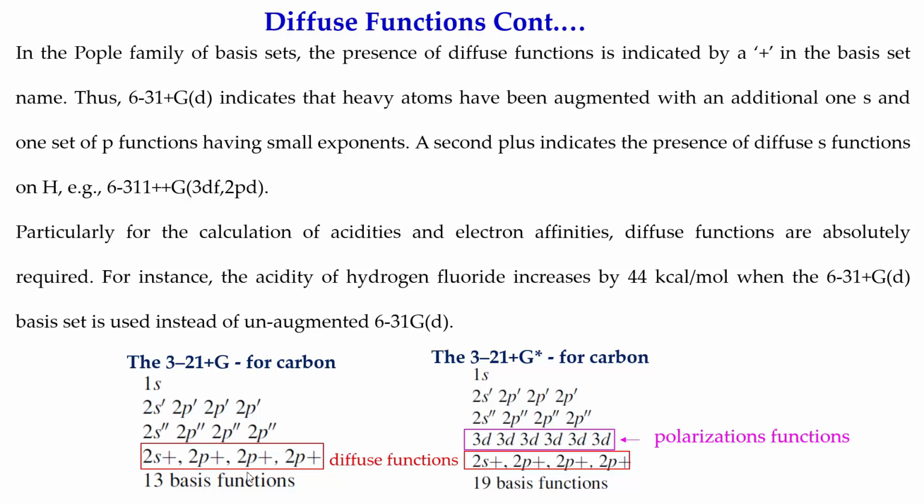So in all the cases you have seen that when you do not have plus, you have 9 basis functions. When you add plus, you have 13 basis functions. Again, when you have added star, you will have 19 basis functions.